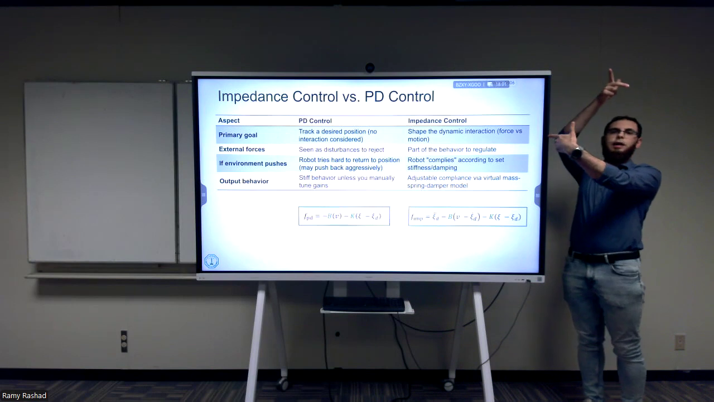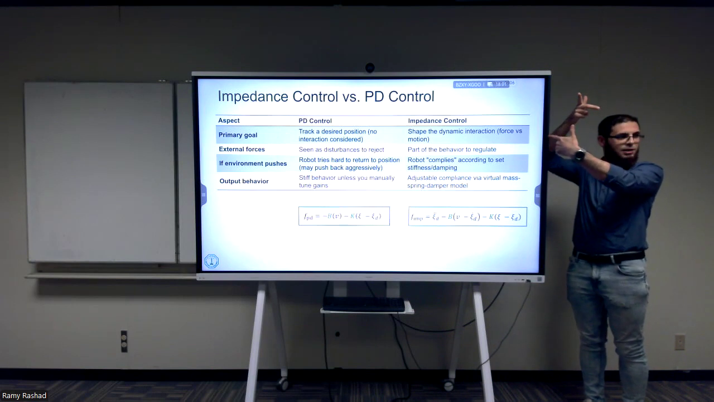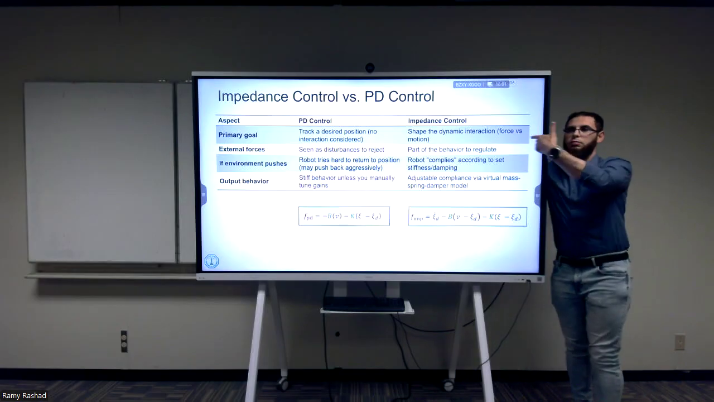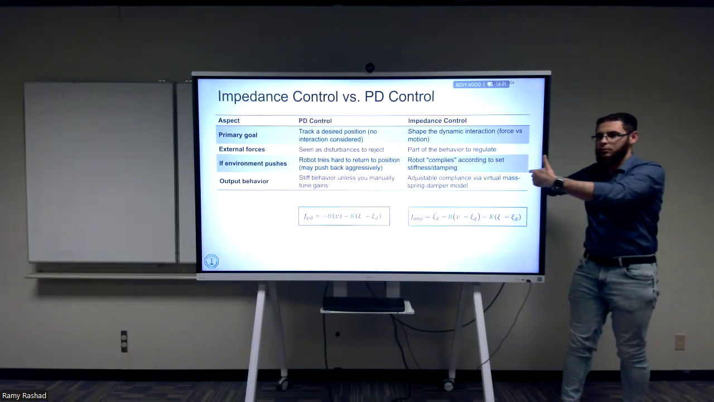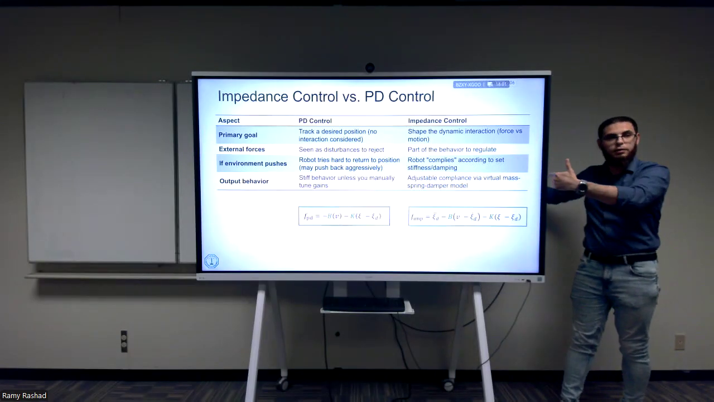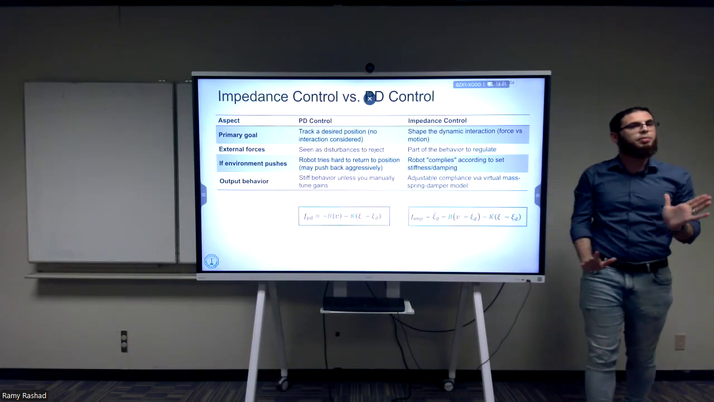And you see now, if I move my desired set point, my virtual desired set point, I move it in this way, I'm going to move this way, you see? And now I'm following it, but not only following it, I'm also interacting, I'm pushing on the wall. So this is what impedance control is.